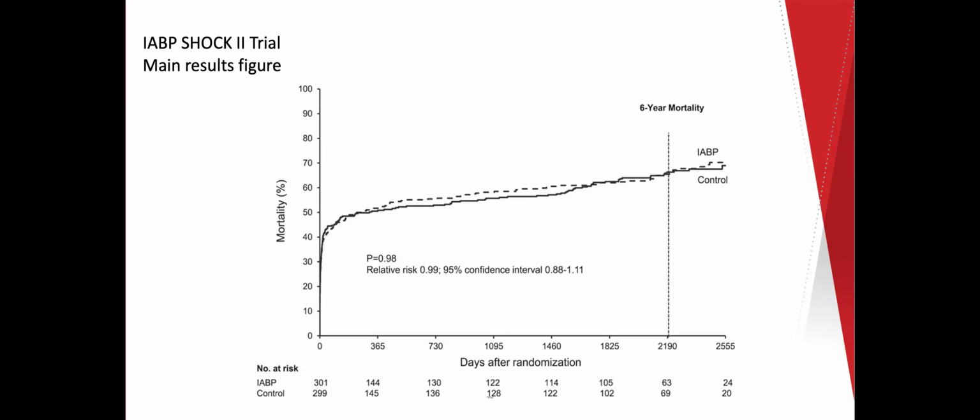At 30 days and at 6 years follow-up, no differences were observed between the IABP and no IABP arm in the primary outcome of all-cause death, nor were there differences in recurrent myocardial infarction, stroke, repeat revascularization, rehospitalization for cardiac reasons, or quality of life.